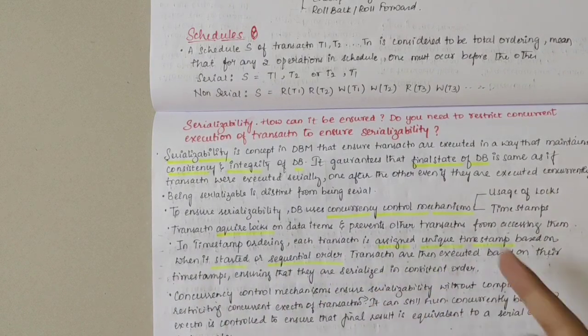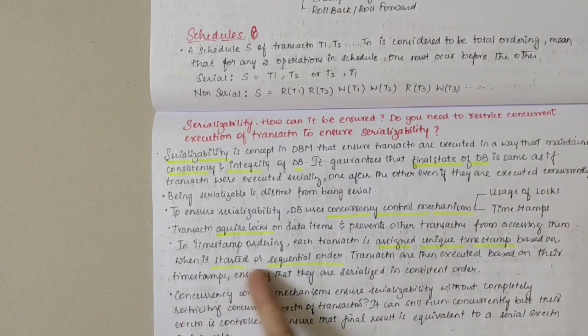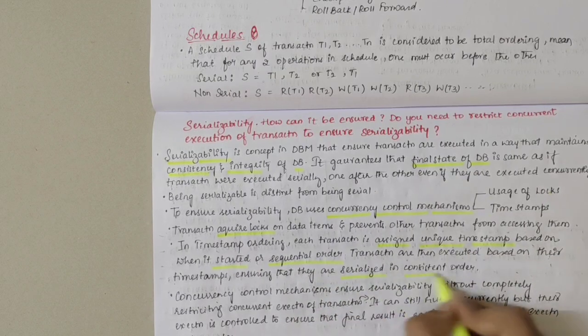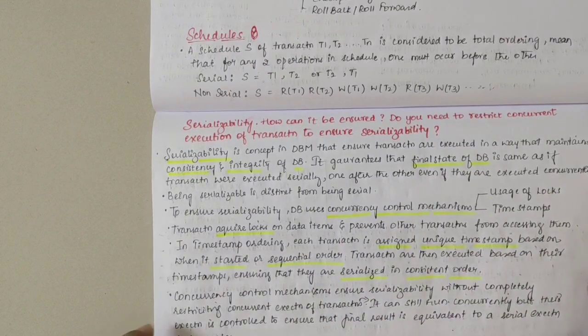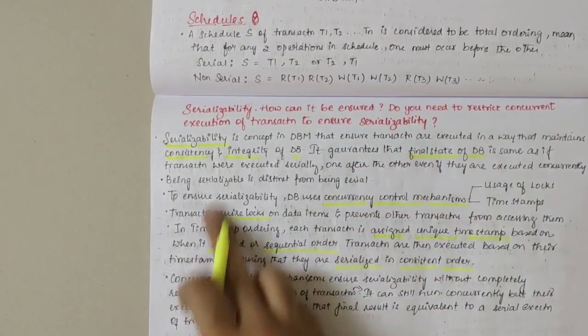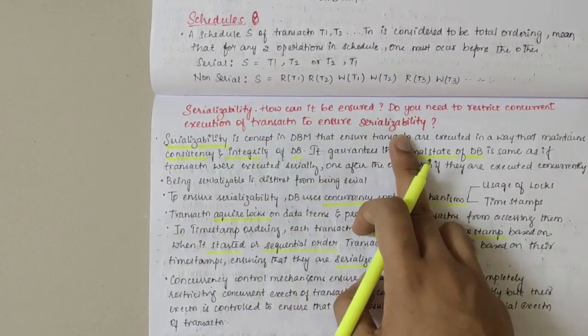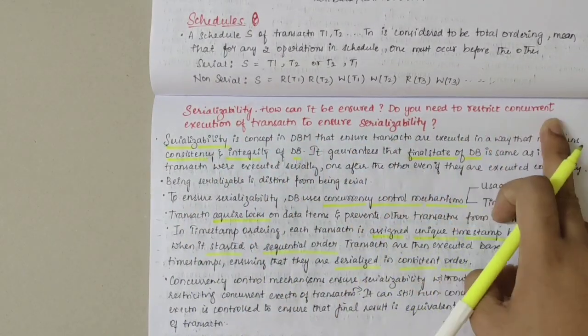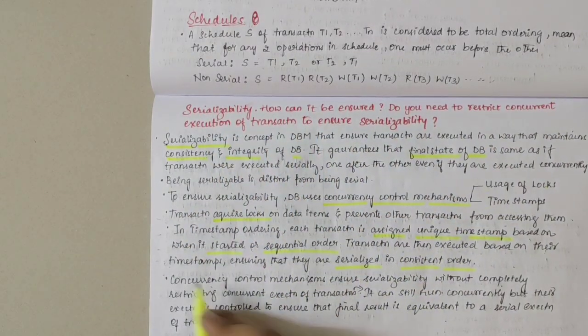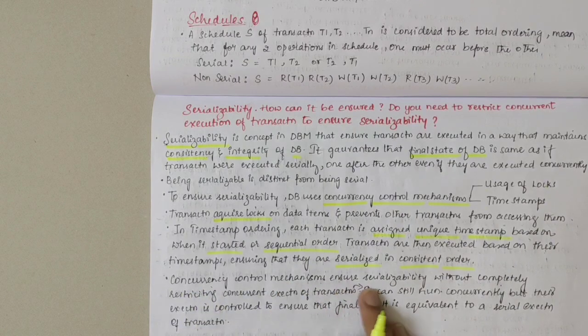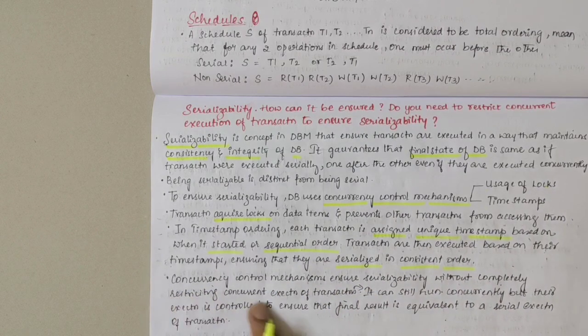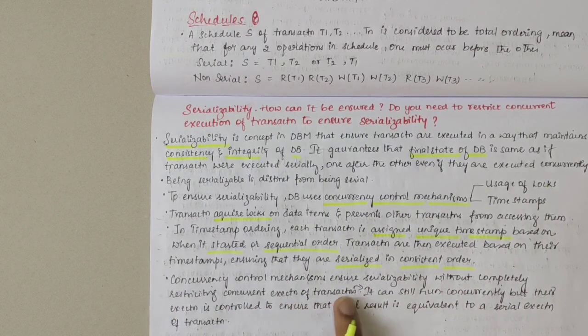So transactions are then executed based on their timestamps, ensuring that they are serialized in consistent order. Next question we have: does execution of transactions to ensure serializability need us to restrict concurrent executions? The answer is that concurrency control mechanisms ensure serializability without completely restricting the concurrent executions of transactions.